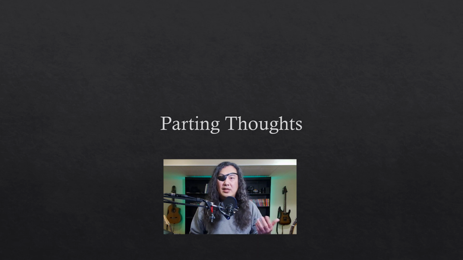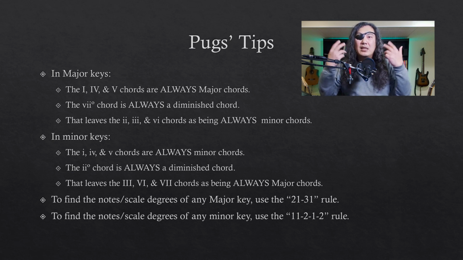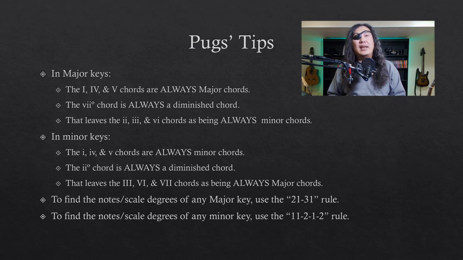Okay, parting thoughts here. Transposition is one. But here's what I want you to really remember. These are the tips that I want you to bake into your noodle, to really bake into your head. In major keys, the 1, 4, and 5 chords are always major. 1, 4, 5 are always major in a major key. The 7 chord is always a diminished chord. That leaves, by process of elimination, 2, 3, and 6 as being your minor chords. So in a major key, just remember 1, 4, and 5 are always major.